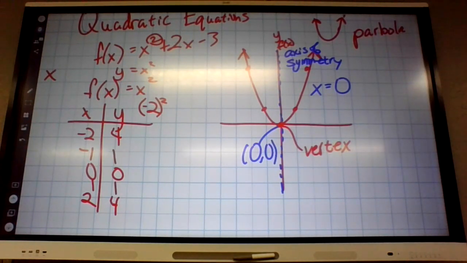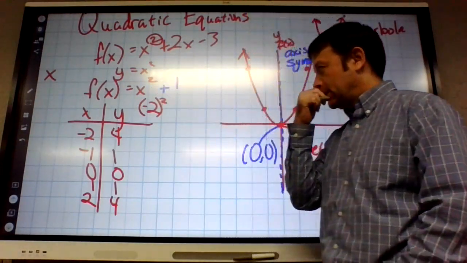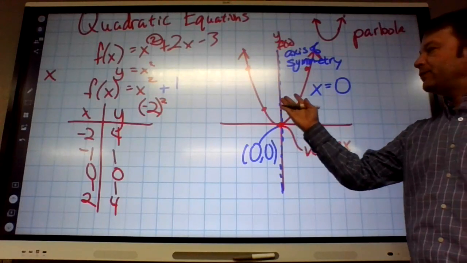What do you think would happen to the graph if I put, let's say, a +1 right there? Right, the whole graph would just move up 1.